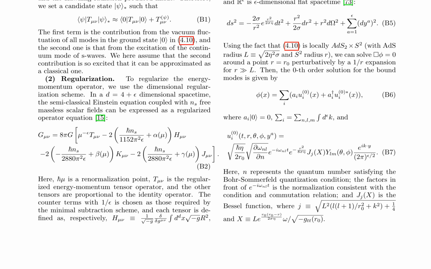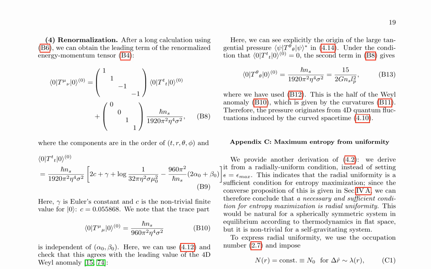The authors discuss the renormalization process for calculating the energy-momentum tensor in a quantum gravity context. They use the mode decomposition to obtain the leading term of the renormalized energy-momentum tensor, which is then used to find the self-consistent value of sigma that satisfies the semi-classical Einstein equation non-perturbatively in ħ.